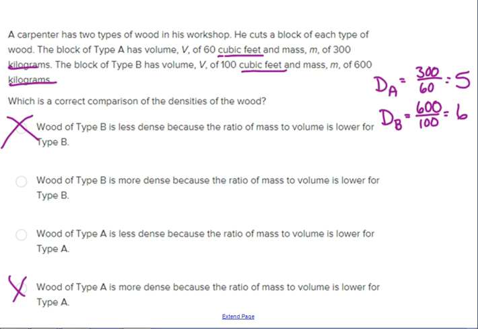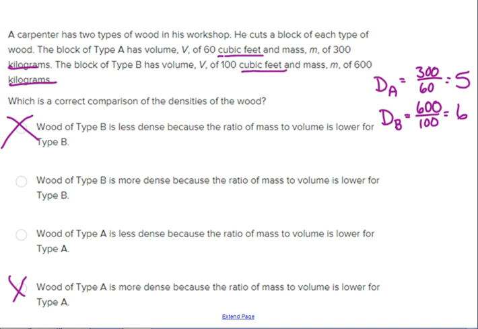Okay. The middle 2 choices, the first part of the phrase is correct. The second choice says the wood of type B is more dense. That is true. The third choice is the wood of type A is less dense. That is true. So it must mean that there's something wrong with the reasoning, the because statement there. So let's look at the first one. Because the ratio of mass to volume is lower for type B. Does it make sense that it's more dense if the ratio is lower? No, that doesn't make sense.